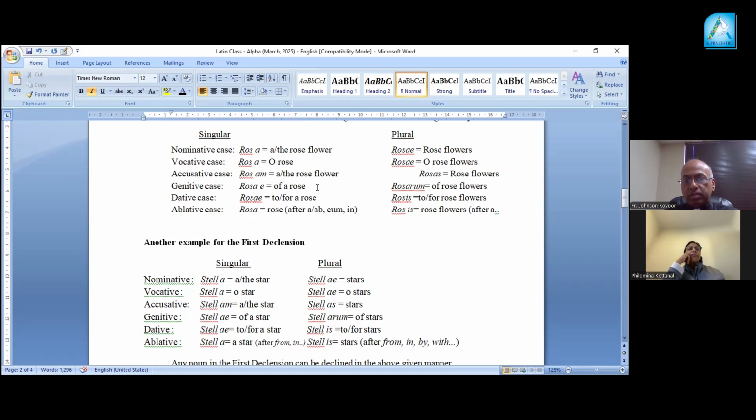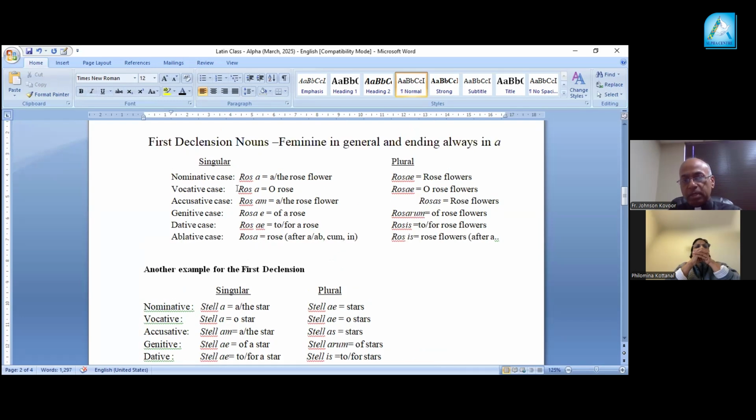And dative is to somebody, to a rose or for a rose. Dative is also rosae. Rosa is the stem, then ae. An ablative case means after using certain prepositions, we should always keep in mind that this noun should be in the ablative case. After prepositions like from, with, in, the noun will be used in the ablative case. That also is the same as in the singular, it is the same as the nominative case. Rosa, rosa, rosam, rosae, rosae, rosa.